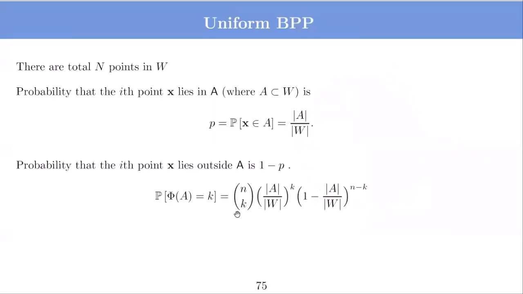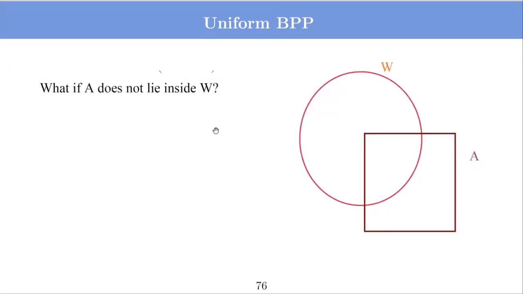So this was true when A was inside W, right? What if A is outside W? I mean, A does not lie entirely inside W. Let's take this case. This is my W, and I am taking a set A. In that case, since the point can only be in W, this part of A does not mean anything. So the probability that a point will fall in A is proportional to this intersection area, which is A intersection W. So the probability that X belongs to A is the size of A intersection W divided by the size of W.